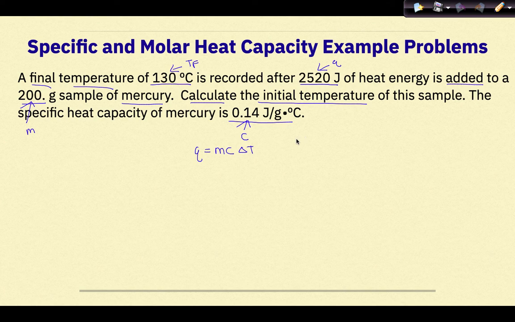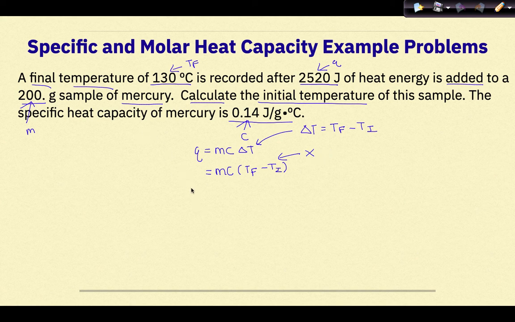Now, what is different about this problem, I am solving for the initial temperature. So remember, your delta T here is calculated by taking temperature final minus temperature initial. So I'm going to rewrite this problem out again. Mass, specific heat capacity, temperature final minus temperature initial. To make things easier for you, think of this temperature initial as X. All we are doing here is solving for X.